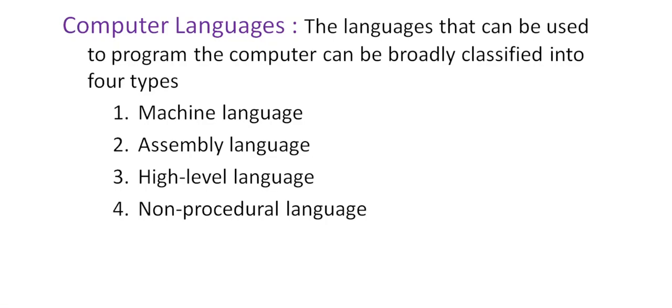This is only one way of classification. Computer language in the sense of general classification at fundamental level. Again, these high level languages can be further classified into procedure oriented, object oriented, etc. We are not getting into that at this point. So computer language can be broadly classified into these 4 types.